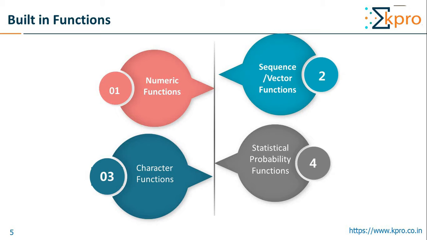And finally we have statistical probability functions. There are so many functions available in R under this category and a few of them are rnorm, pnorm, dnorm. rnorm is for creating random variables. pnorm is used for normal probability. And dnorm is used as the normal density function. To know more about the uses of these functions, you can take help of the R documentation.